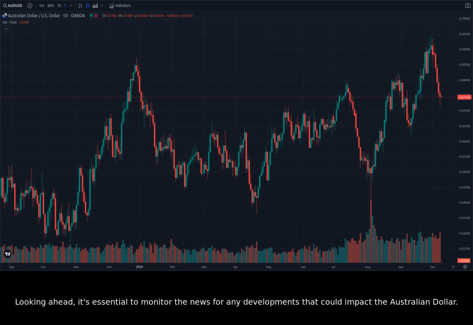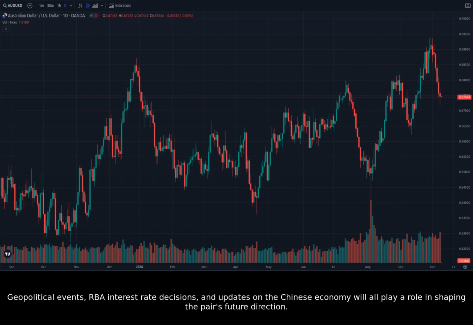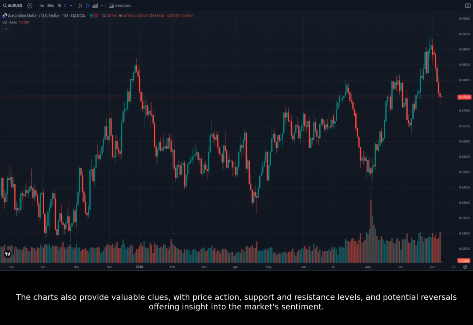Looking ahead, it's essential to monitor the news for any developments that could impact the Australian dollar. Geopolitical events, RBA interest rate decisions, and updates on the Chinese economy will all play a role in shaping the pair's future direction. The charts also provide valuable clues, with price action, support and resistance levels, and potential reversals offering insight into the market's sentiment.